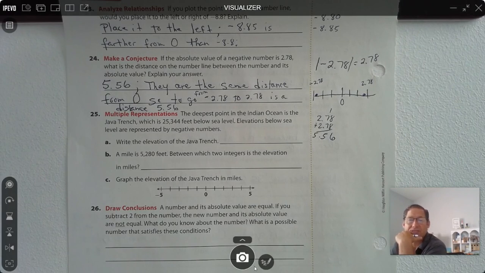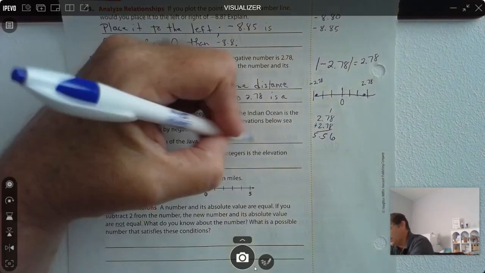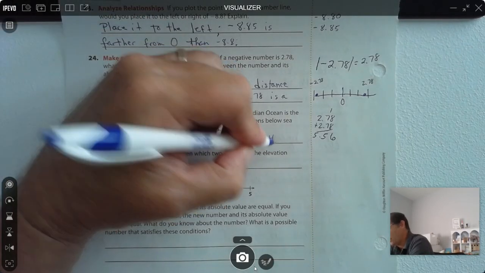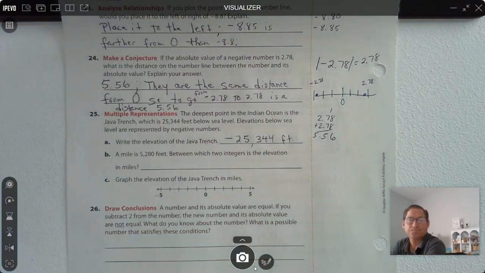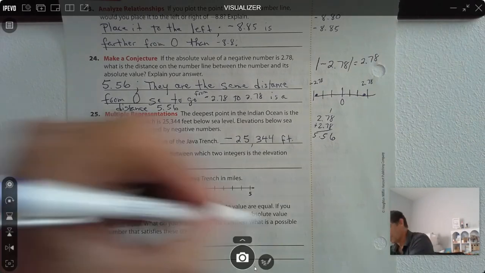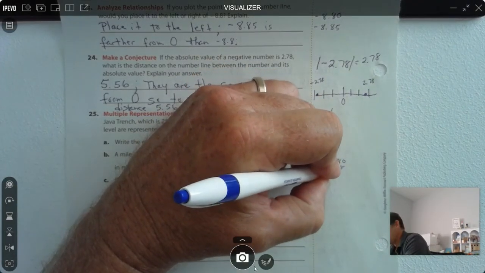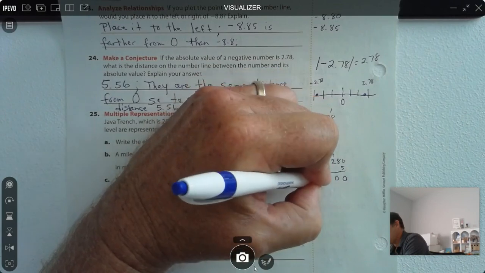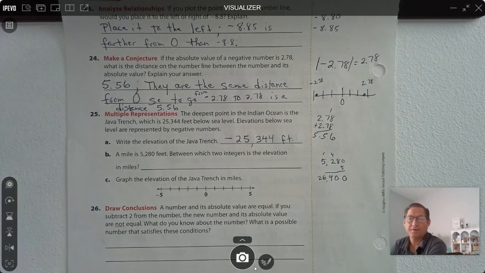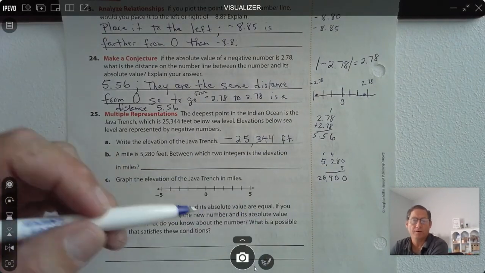level. Elevations below sea level are represented by negative numbers. So write the elevation of the Java Trench. Negative 25,344 feet. A mile is 5,280 feet. Between which two integers is the elevation in miles? Okay, so it's going to be between 4 and 5. Negative 4 and negative 5.